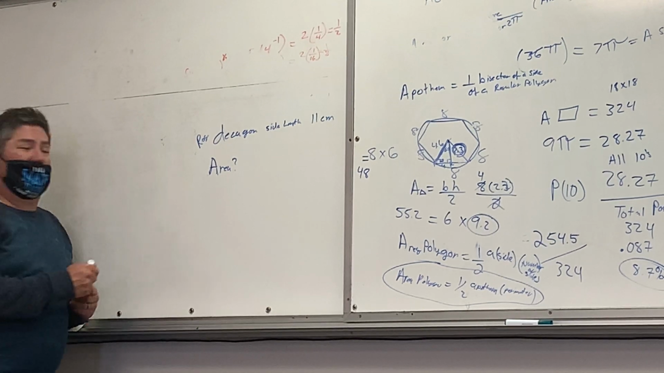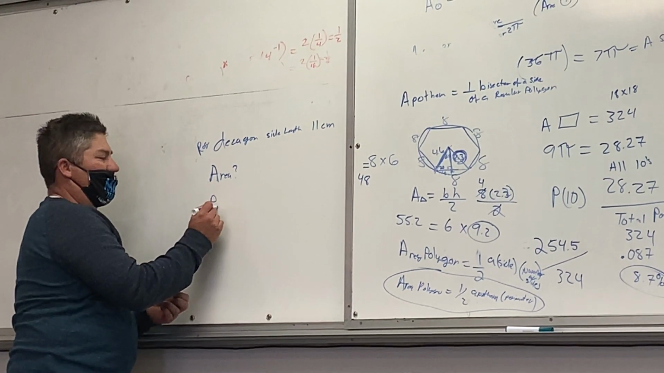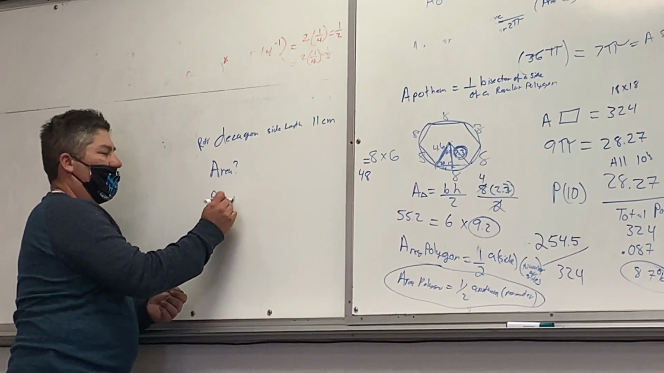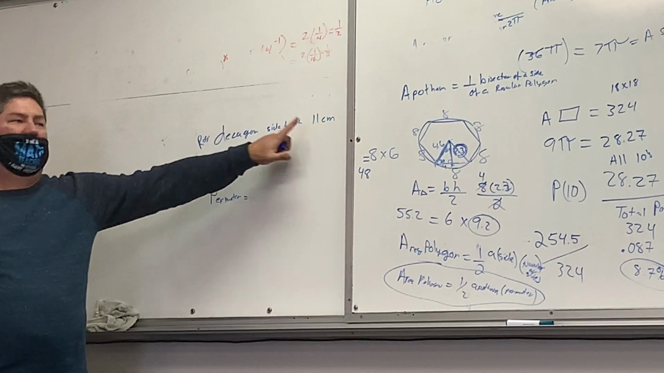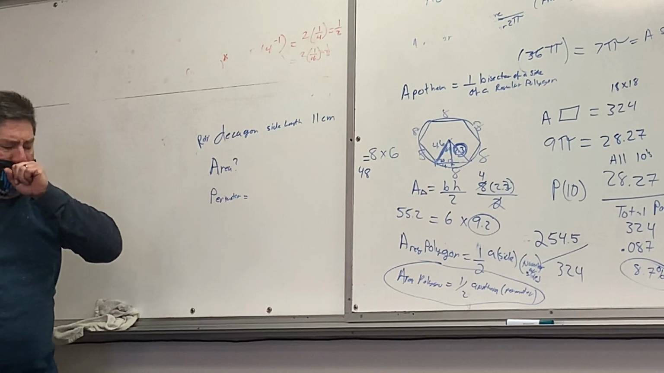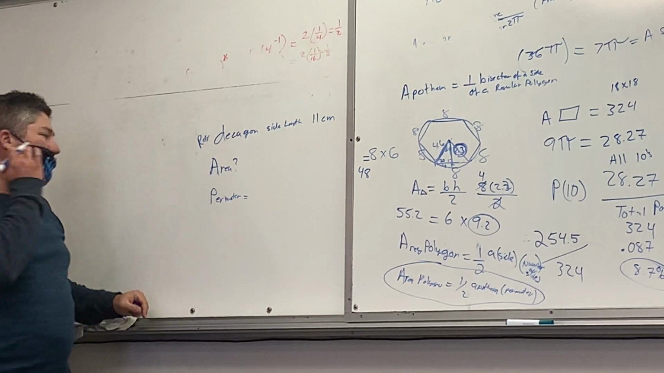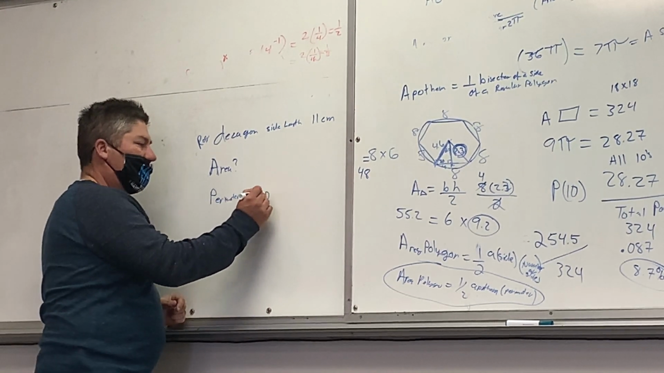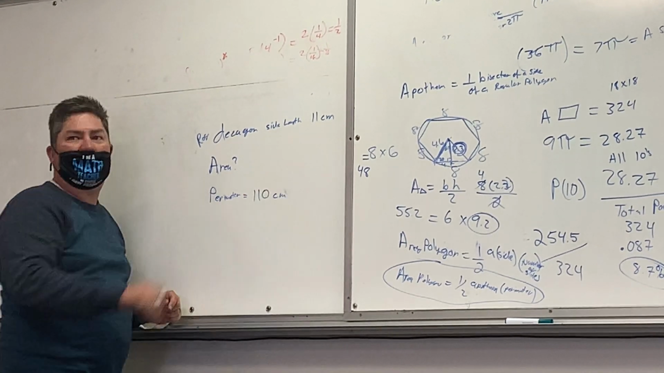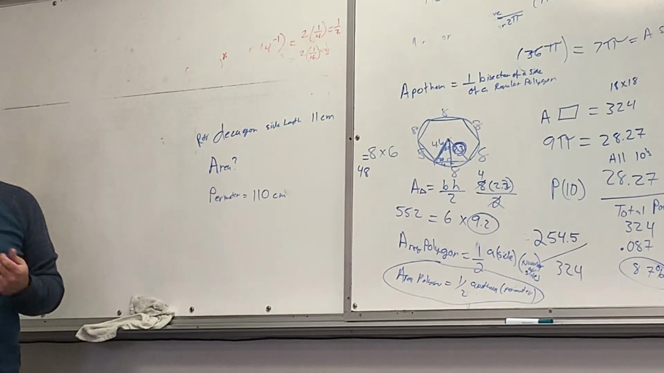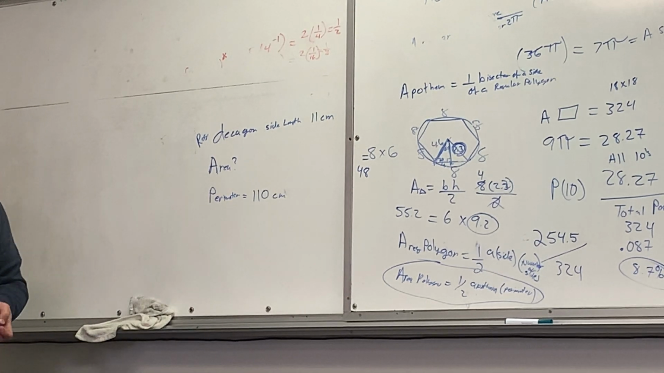So the perimeter is the first thing, that's the easiest thing to find. Because it's 11 times what? The number of sides. 10. 11 times 10 is 110 centimeters. Well, perimeter, centimeters, just centimeters right now. Okay? What's the hard part that I've got to figure out?